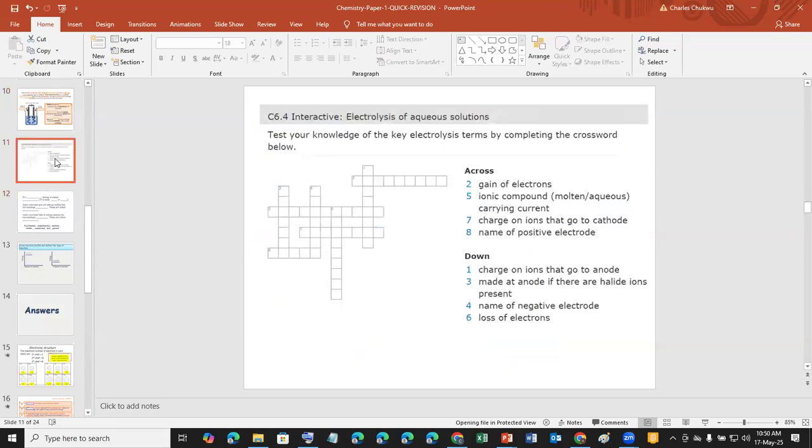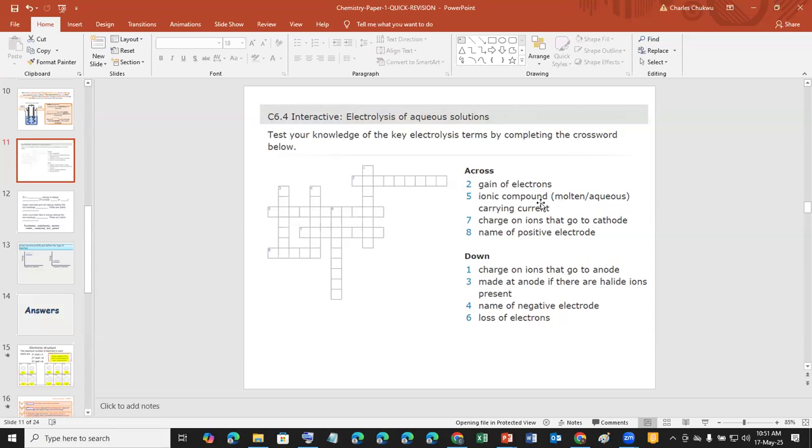This next one is just basically an exercise, but like I said, I think if you took note of everything I said, it will be easy to sort out. So just because of time, let's move on. But okay, maybe I should just give the answers to this one. So for gain of electrons, we've already seen what this one is. This is reduction. Gain of electrons, that's reduction. Okay, reduction.